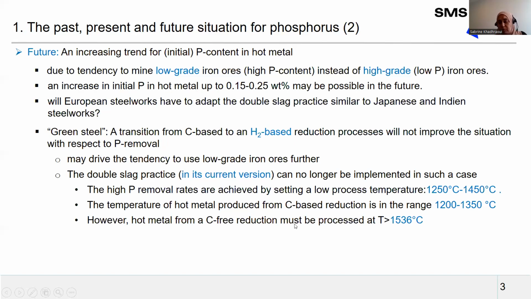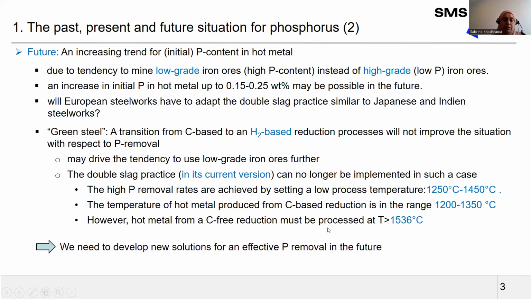However, if we no longer use carbon for the reduction of iron ores, if we use hydrogen gas, then we will be getting more or less a pure Fe, or at least a carbon-free Fe phase. And then the melting temperature would be higher than 1500, let's say 50 degrees. And thus, this strategy, the double slag practice, will not be an option for us. So as you see, we will be facing new situations, or at least expecting that, and thus we need to develop new solutions to remove phosphorus in the future in Europe.